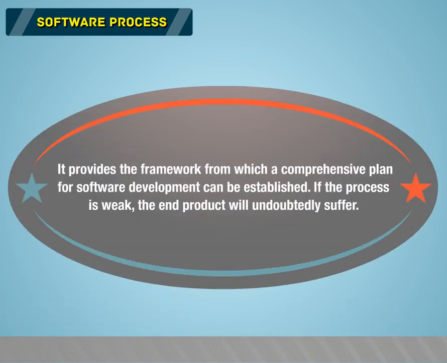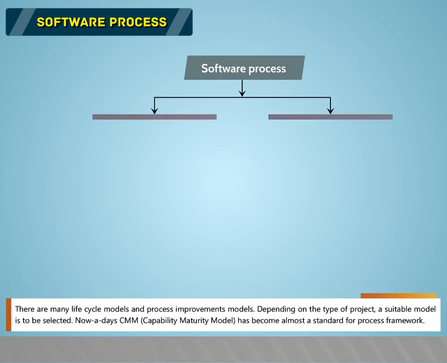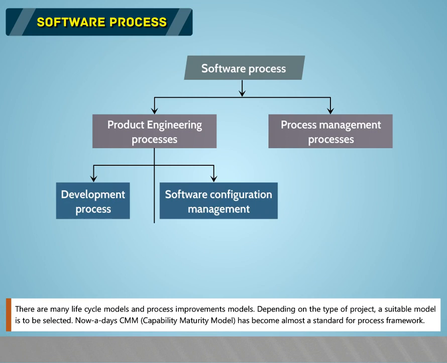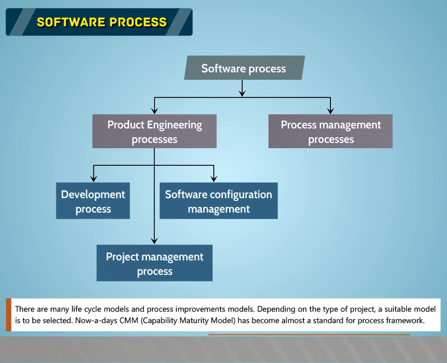It provides the framework from which a comprehensive plan for software development can be established. If the process is weak, the end product will undoubtedly suffer. There are many lifecycle models and process improvement models. Depending on the type of project, a suitable model is to be selected. Nowadays, CMM, that is, Capability Maturity Model, has become almost a standard for process framework.